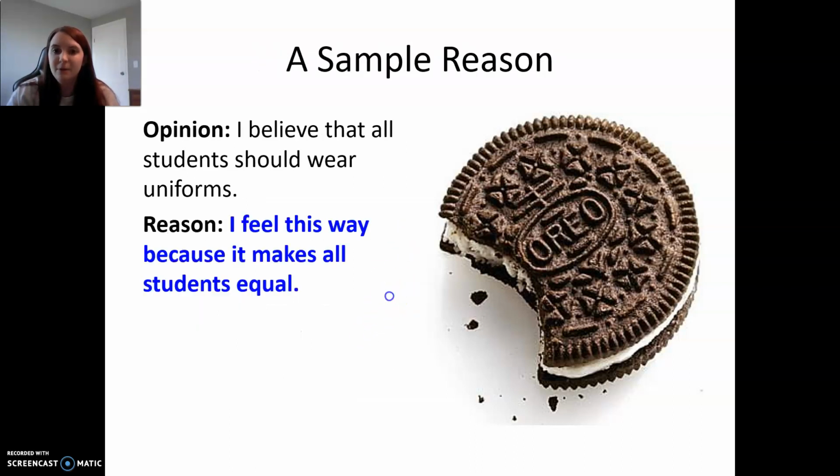So this is an example of a good reason for my sentence. My opinion statement was, I believe that all students should wear uniforms. My reason: I feel this way because it makes all students equal. That is my reason. That is my explanation of why I feel that way. So it's really important that you have a strong reason to support your answer.